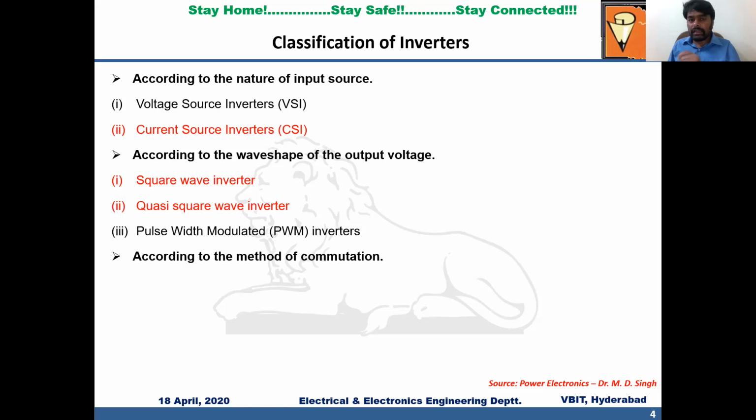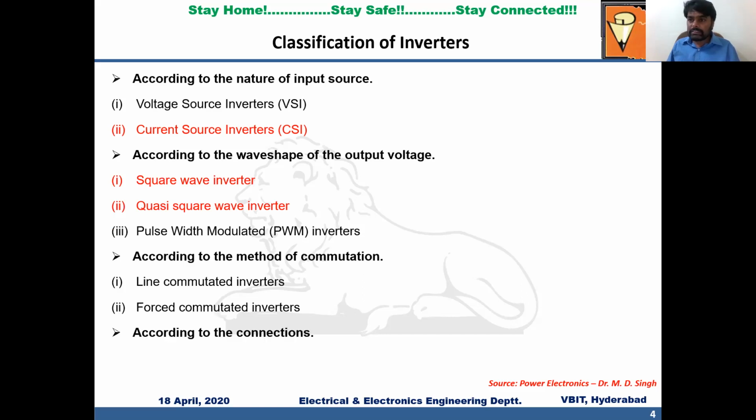And according to the commutations, these inverters again classify into two types, like line commutated inverters and forced commutated inverters. And according to the connections also, these inverters are classified into three types, like series inverter, when the load and the thyristor are connected in series, and parallel inverter, when the load and the inverter come in parallel, and the bridge inverters. So we'll see all these things in the forthcoming sessions.